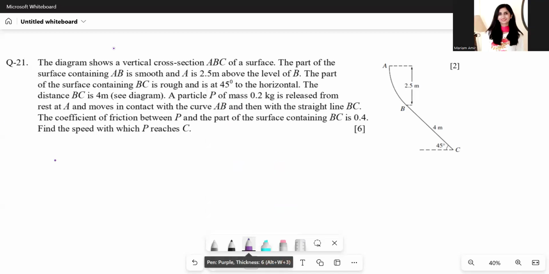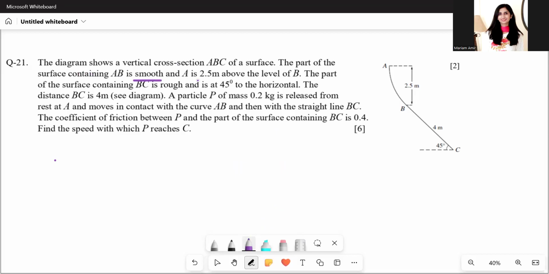Question 21. The diagram shows a vertical cross-section ABC of a surface. The part of the surface AB is smooth and A is 2.5 meters above the level of B. The part of the surface from B to C is rough and is at 45 degrees to the horizontal. The distance BC is 4 meters.